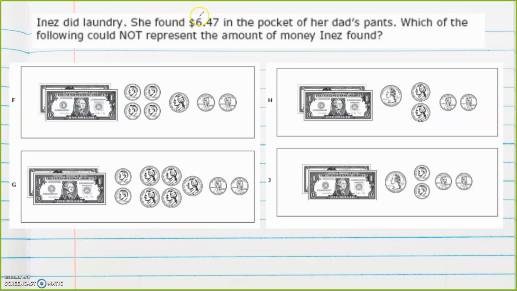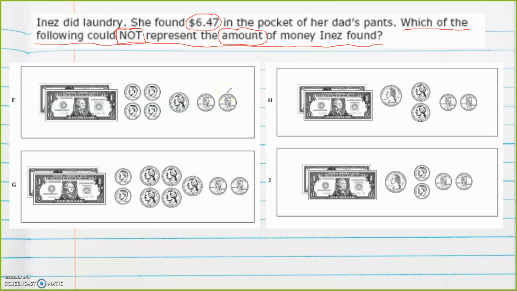Okay, so she found $6.47. So remember, we always circle our important numbers. We underline our question. Which of the following could not represent the amount of money Inez found? And remember, guys, when you see that word not, that's very, very important. We are looking for which one does not show us the amount of money.